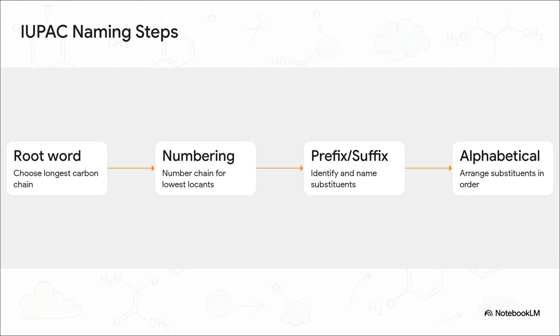Step 2, you number that chain, but you do it from the end that gives your attachments, or substituents, the lowest possible numbers. Step 3 is identifying those attachments as prefixes or suffixes. And finally, step 4, just arrange those multiple substituents alphabetically. It's like a giant puzzle. By combining a prefix, a root word, and a suffix, chemists literally anywhere in the world can pinpoint the exact structure of a molecule just by reading its name.